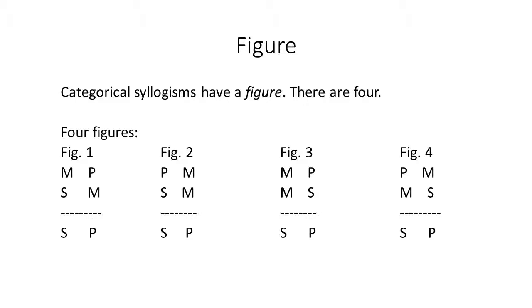Okay. And then our final line, SP, SP, SP, SP. This just shows that the subject of the conclusion comes before the predicate of the conclusion. So let's see how this works in practice. Each categorical syllogism has a mood and a figure. We already know how to figure out the mood of a categorical syllogism. Let's try to figure out how the figure is determined.